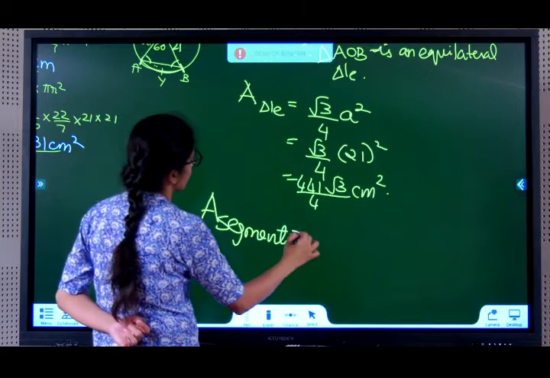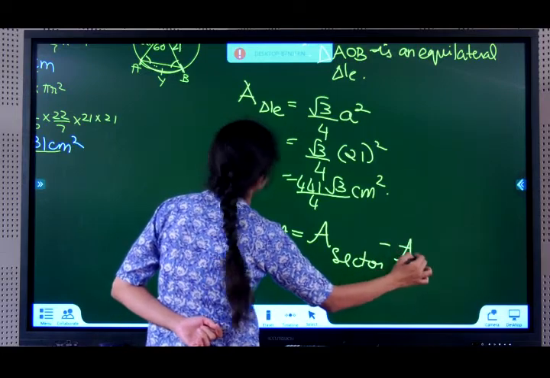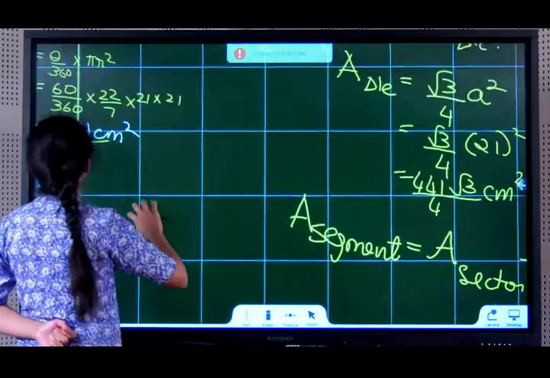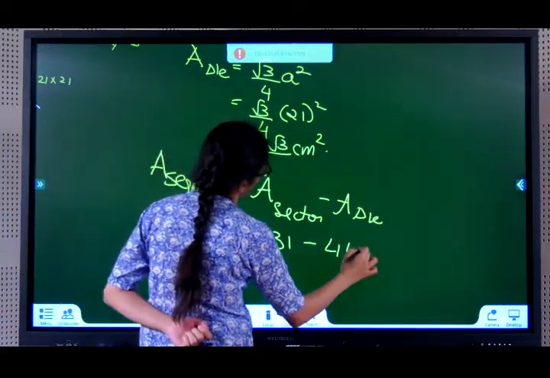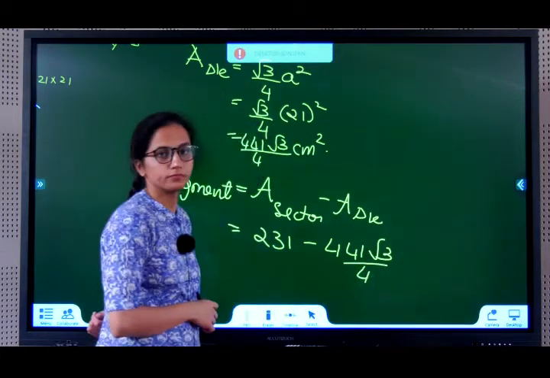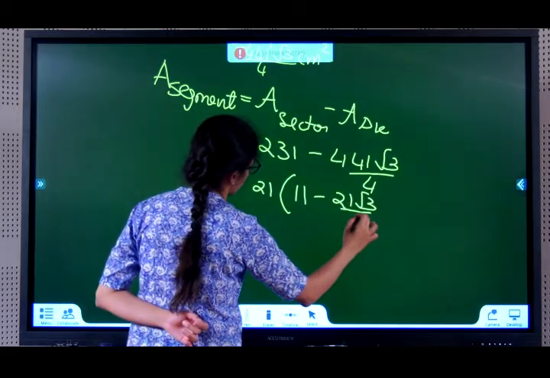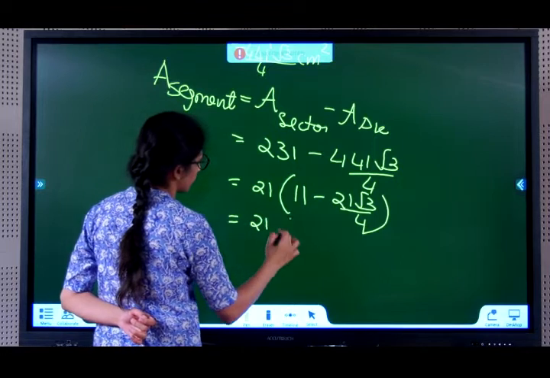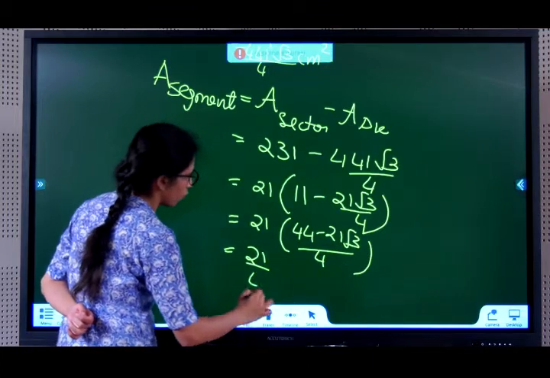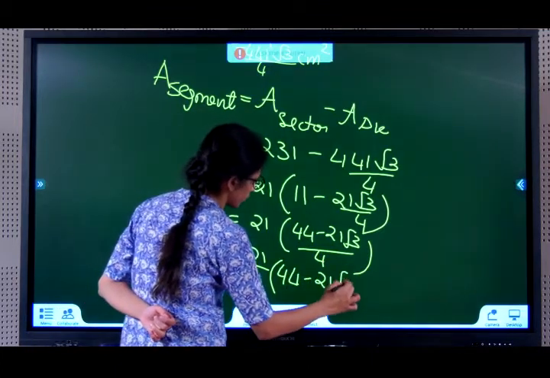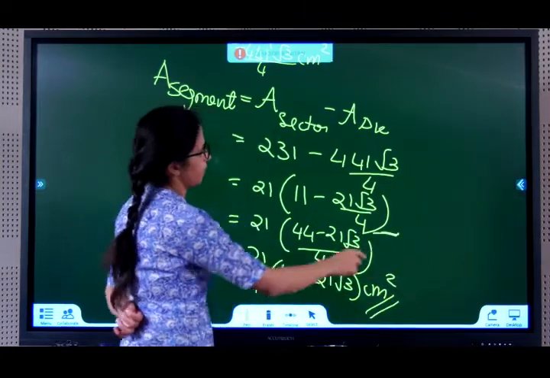Now, area of segment is equal to area of sector minus area of triangle. Area of sector was 231 minus 441 root 3 by 4. So, I can take 21 out. I have 11 minus 21 root 3 by 4. You can also take this 4, so it becomes 21 by 4 into 44 minus 21 root 3 centimeter square. You can stop here after taking 21 common.